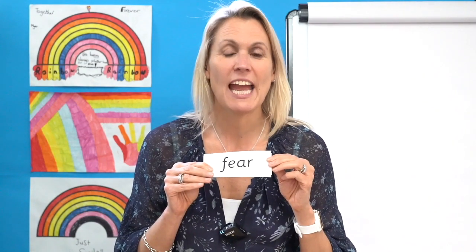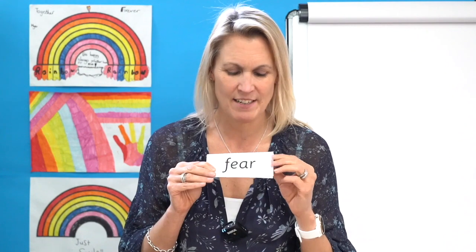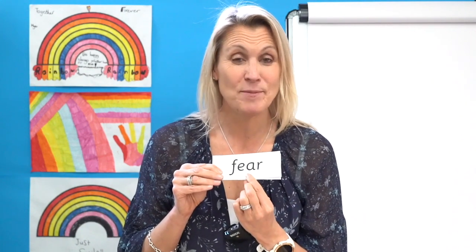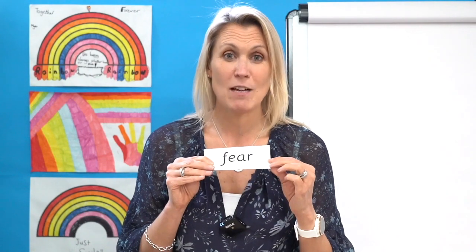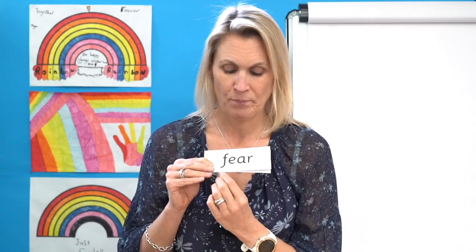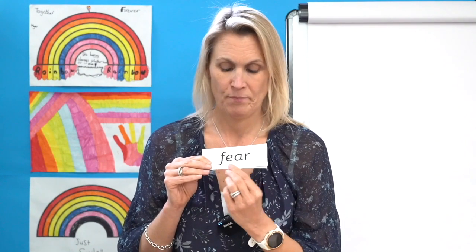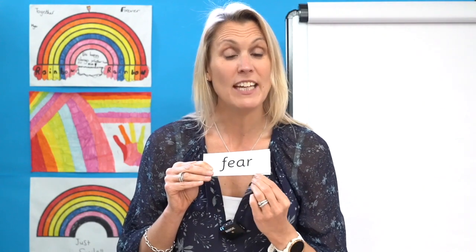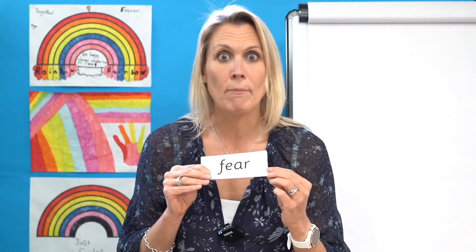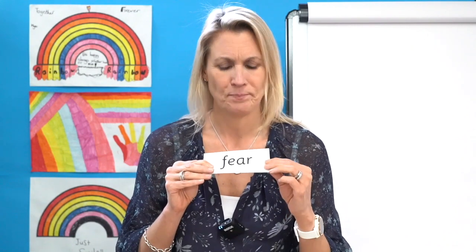Trigraph this time. Can you spot the trigraph? Yes, well done. Ear. The trigraph is ear. Read each sound as I point. Now blend to read the word. Ear, fear. She trembled with fear. That means she was frightened.